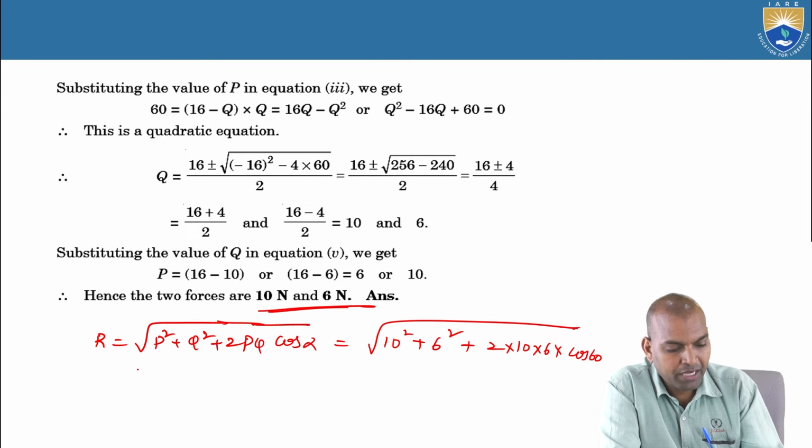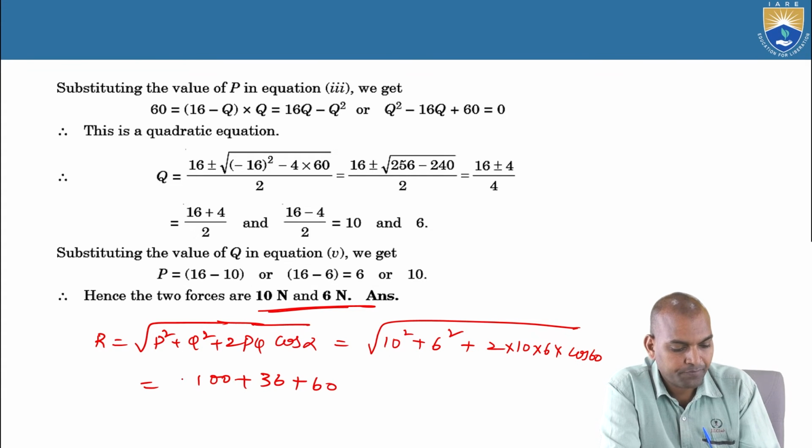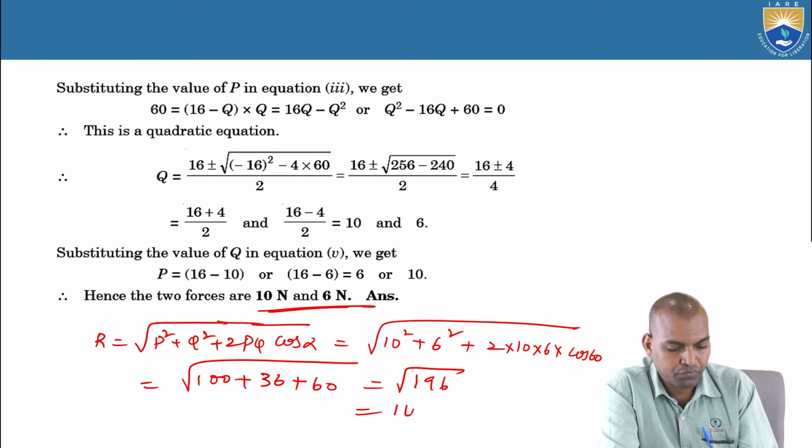So the R value here is 100 plus 36 plus 2 times 10 times 6 times cos 60, and because cos 60 is 1 by 2, the 2 gets cancelled, that is 60. It becomes 196, equal to 14 newtons. R equal to 14 newtons.